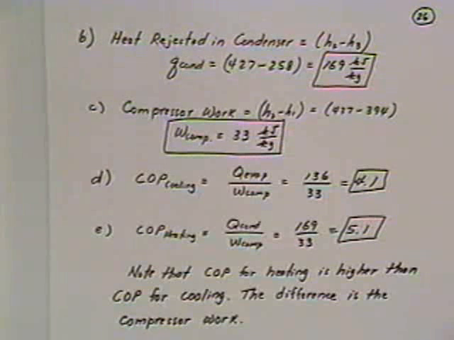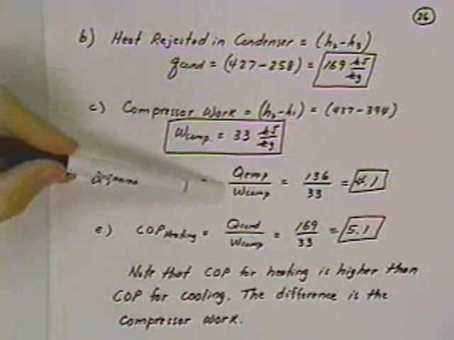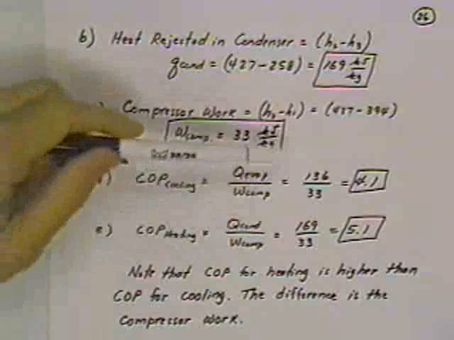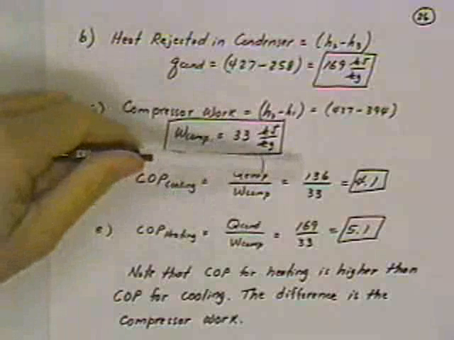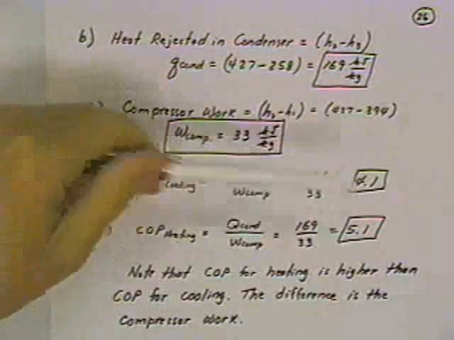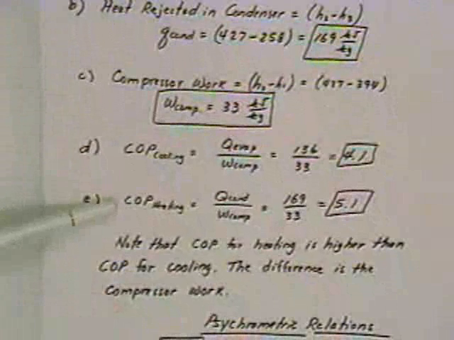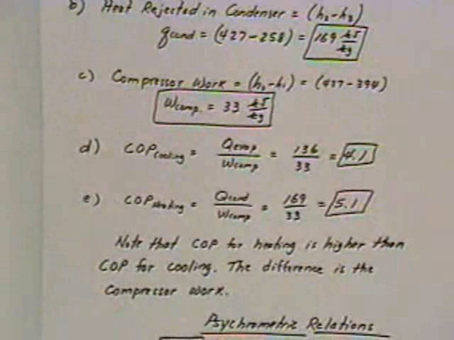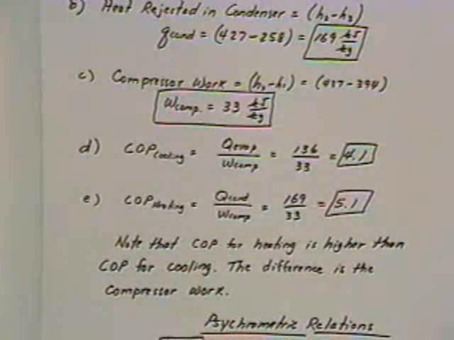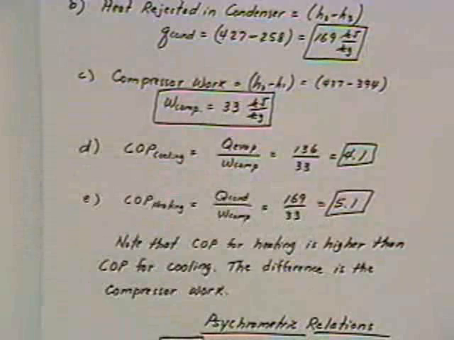Okay, COP for cooling. Define it as the Q in the evaporator divided by the work of the compressor. For the evaporator, we got cooling of 136 a while ago, and work of the compressor is 33, so you end up with a COP for cooling of about 4.1. And then COP for heating is the heat transfer in the condenser divided by the work of the compressor, so that's 169 over 33, which is 5.1.